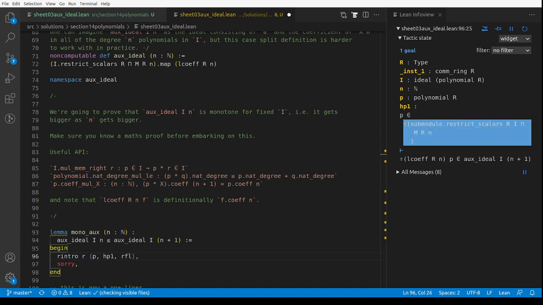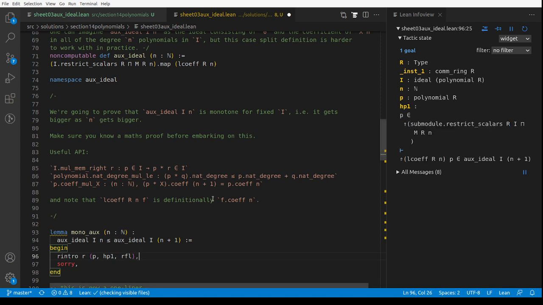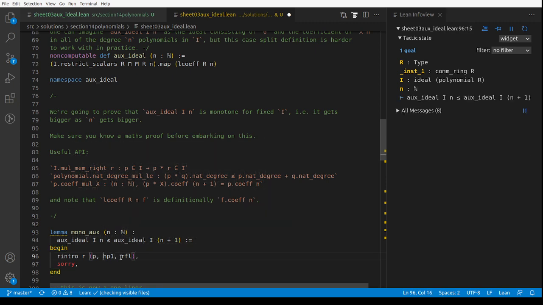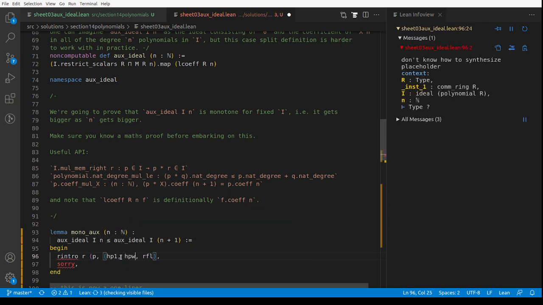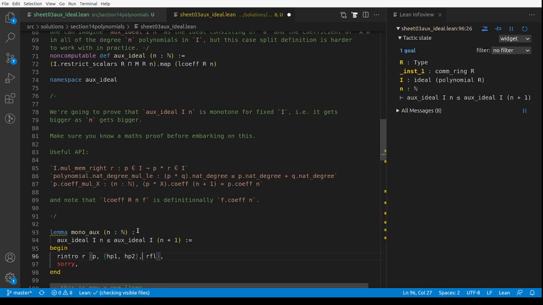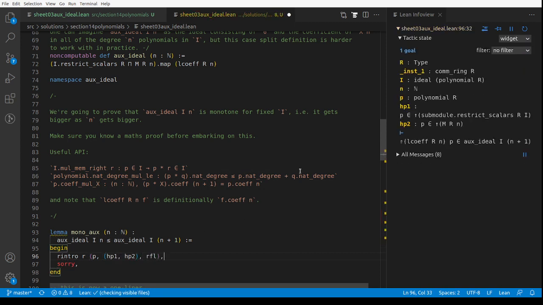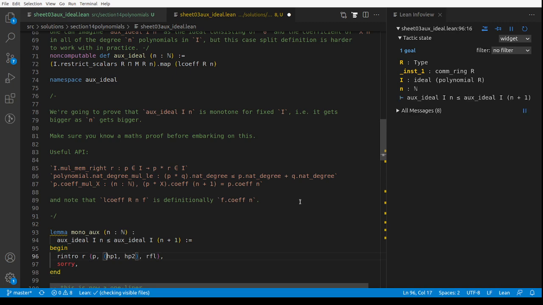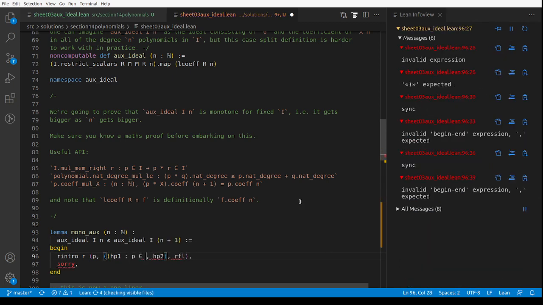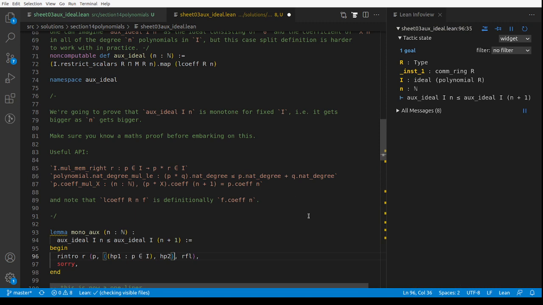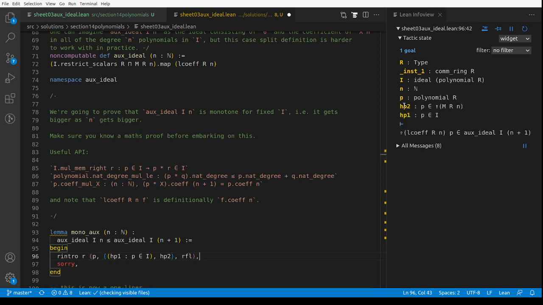Well, in fact, what does this say? This says P is in the intersection of two modules. So we can actually split that up. HP1, HP2 there. And now HP1 says P is in some restricted scalars. That HP1 just says P is in I. We can even make it say P is in I, I suspect. Can we do this? P is in I. Rintro lets you give type ascriptions. Yeah, there we go.